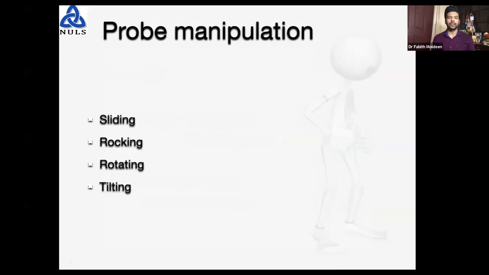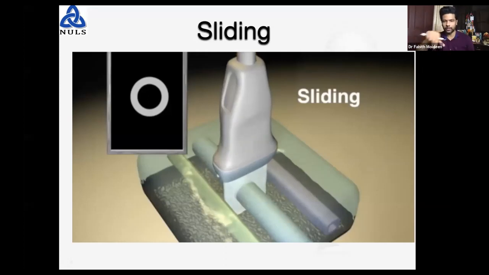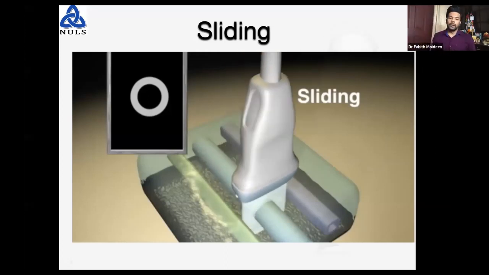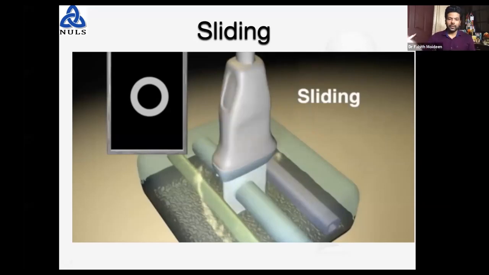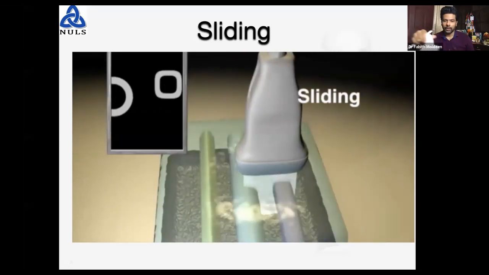Okay, so one important thing you have to understand here is that the probe manipulations have to be very, very small. You can't move like that. The movements should be very, very smooth and very, very little, because you have to move in millimeters, not centimeters. That's what I mean to say. Now, this is one way of moving it: sliding. If you want to slide from one area to another, this is what we call sliding.